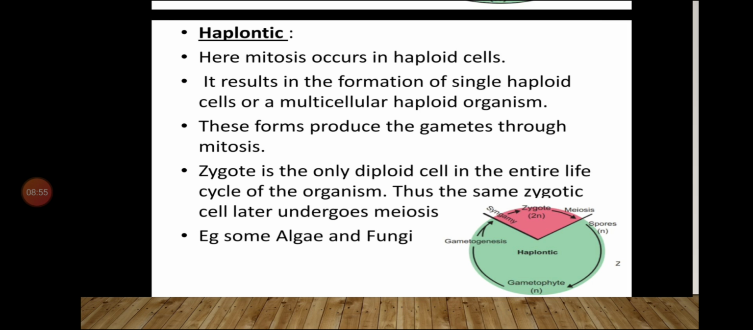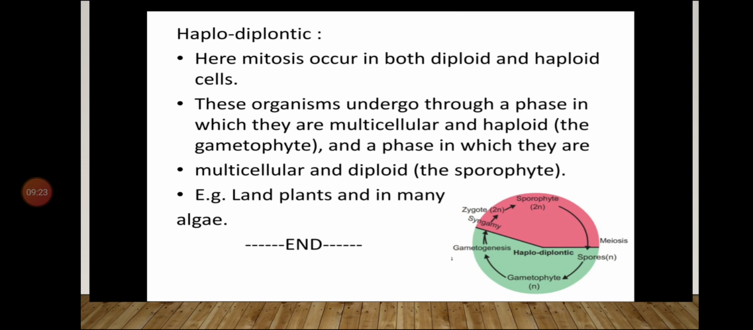is algae and fungi. That means first, mitosis occurs in haploid cells, which results in the formation of a single haploid cell and a multicellular haploid organism, which produces the gametes, and then later the zygote is the only diploid cell that remains in the entire life cycle of the organism. Thus the same zygotic cell undergoes meiosis. Example, algae and fungi. Next one is haplodiplontic.